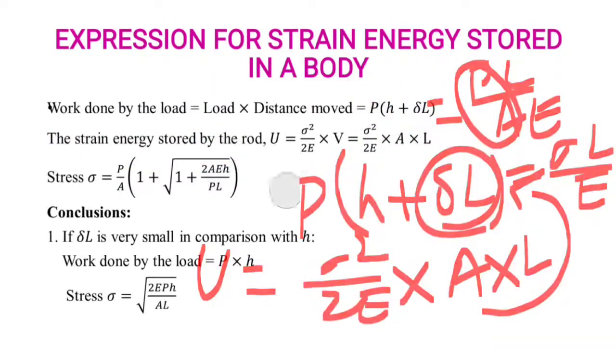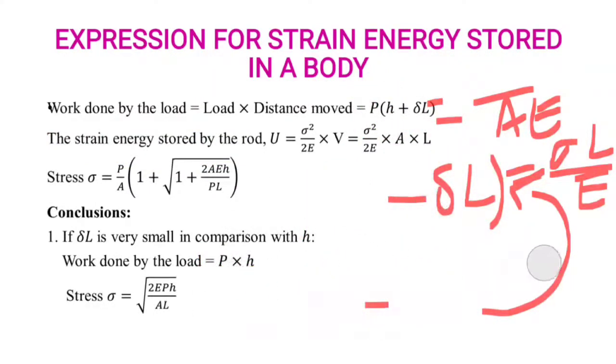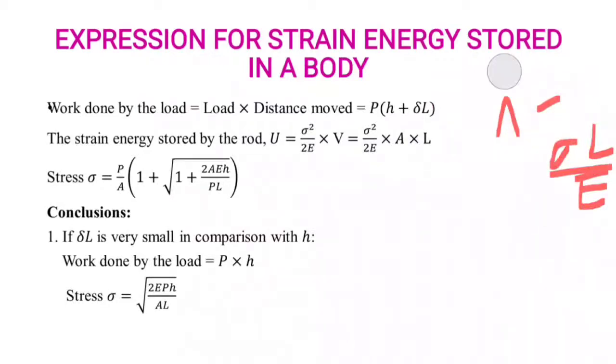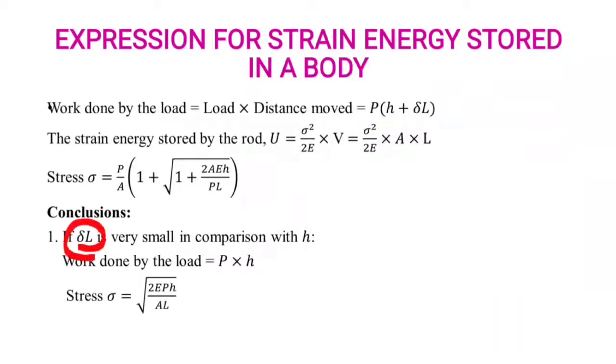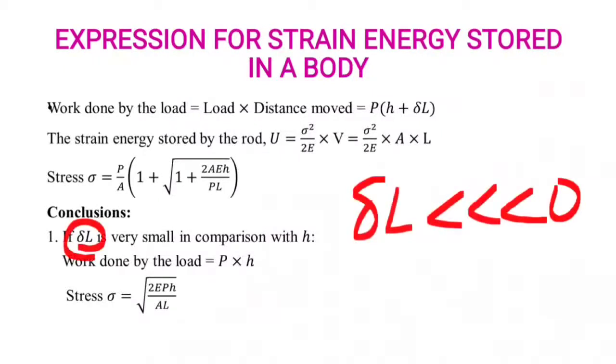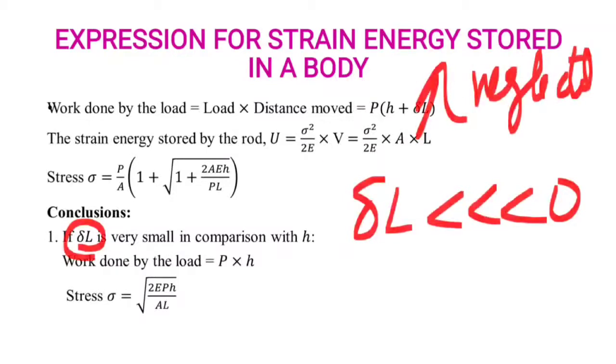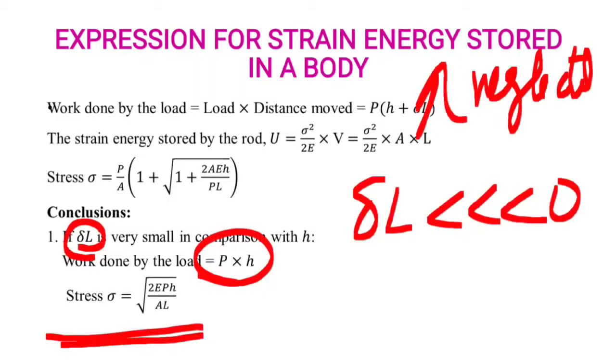Based on this derivation only, some conclusions are made. What are those conclusions? We can see now. If delta L is very small compared to H, then delta L will be neglected. Then the work done will be P into H. We can equate work done with strain energy. We get stress as under root of 2EPH by AL, which is the formula for stress.